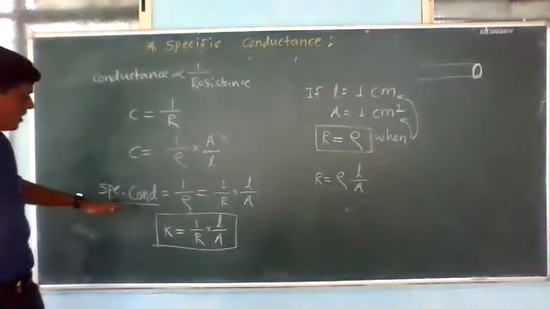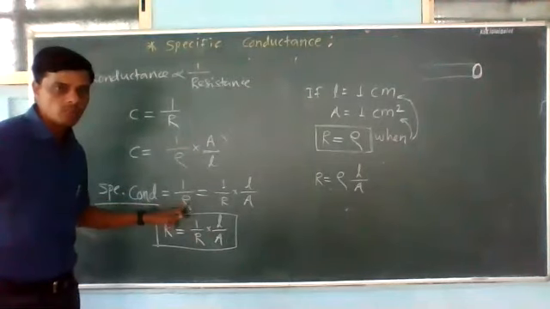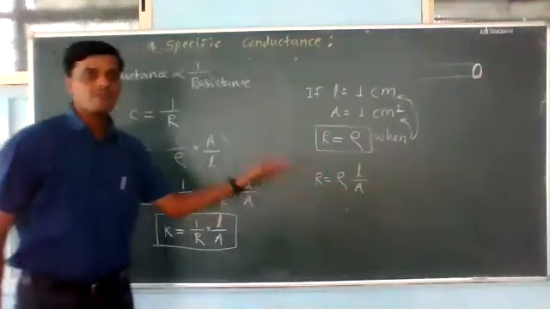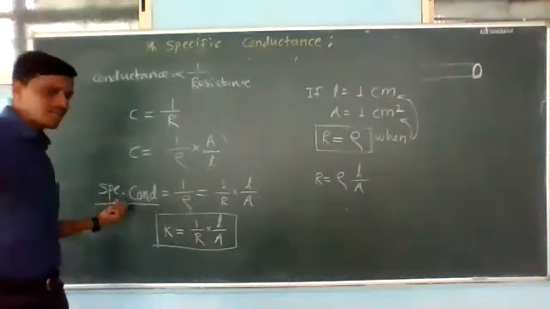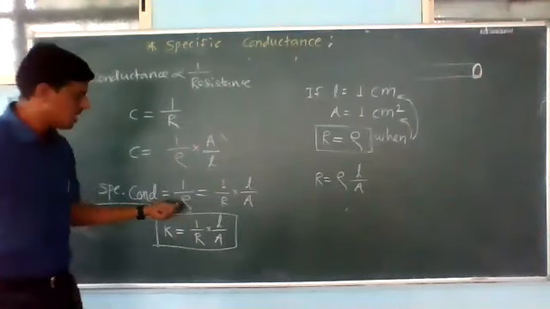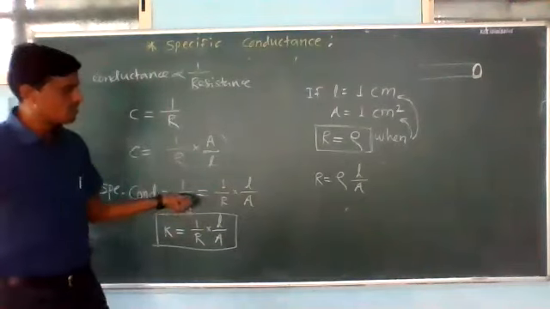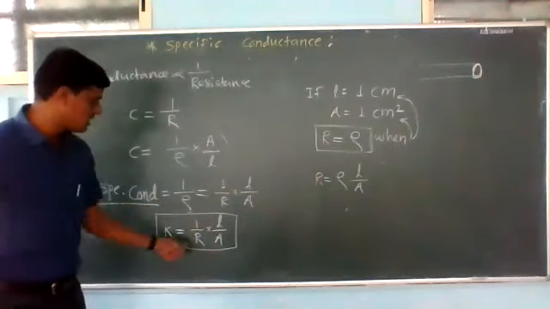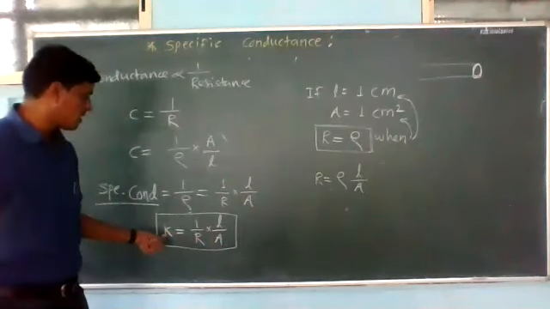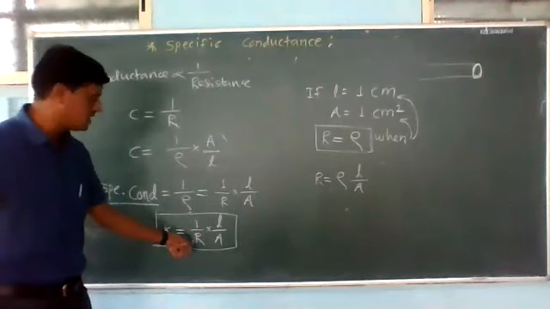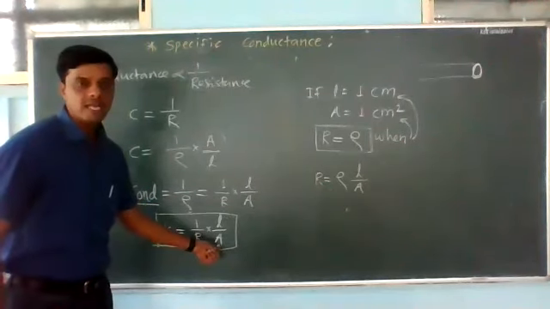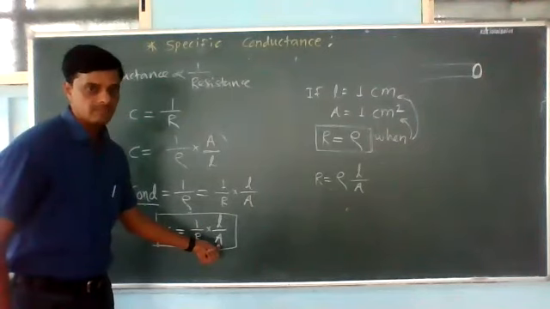Here we derived the equation for specific conductance. Obviously, conductance is inversely proportional to resistance. Similarly, specific conductance is also inversely proportional to specific resistance. Very simple. If we put the value of rho from this equation, then we get 1 upon R into L upon A, where K is the specific conductance, R is the resistance, L is the length of the conductor, and A is the area of cross section of the conductor.